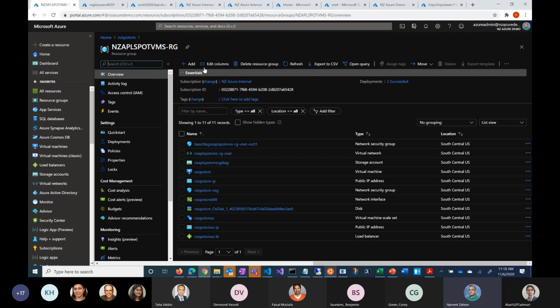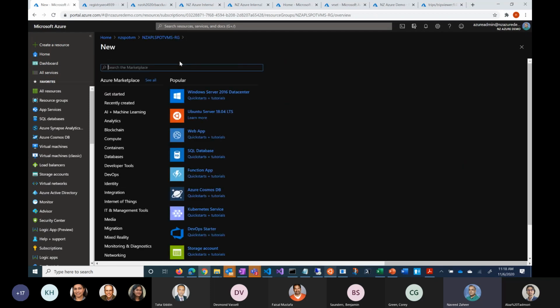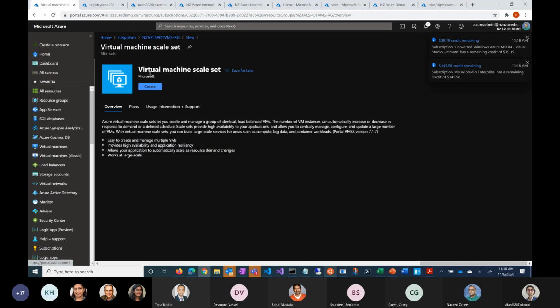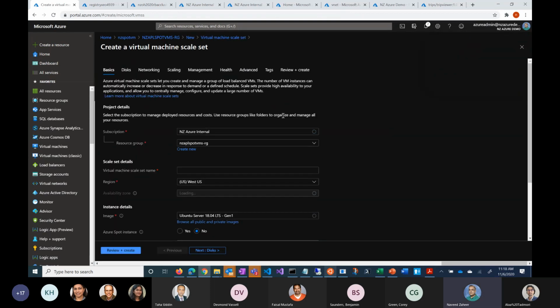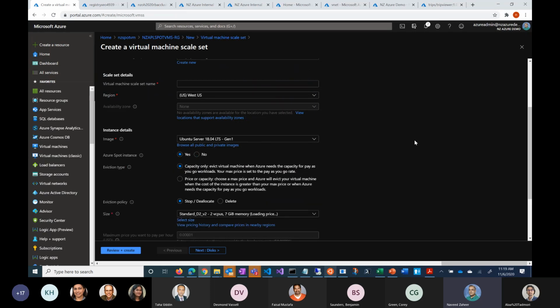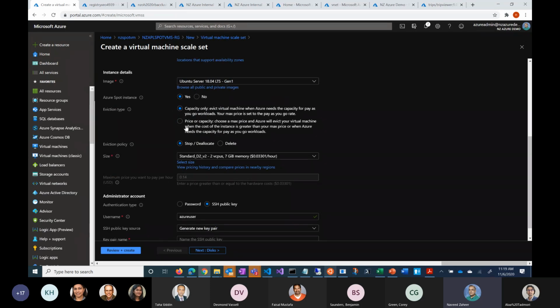And eviction happens. Let's take a look at how the scale set will work. Once again, if I go in and create a VM scale set, the Spot instance option will come here as well, and it will allow you to choose capacity or price or a mix of both. So that's how scale set would work. Just keep in mind.